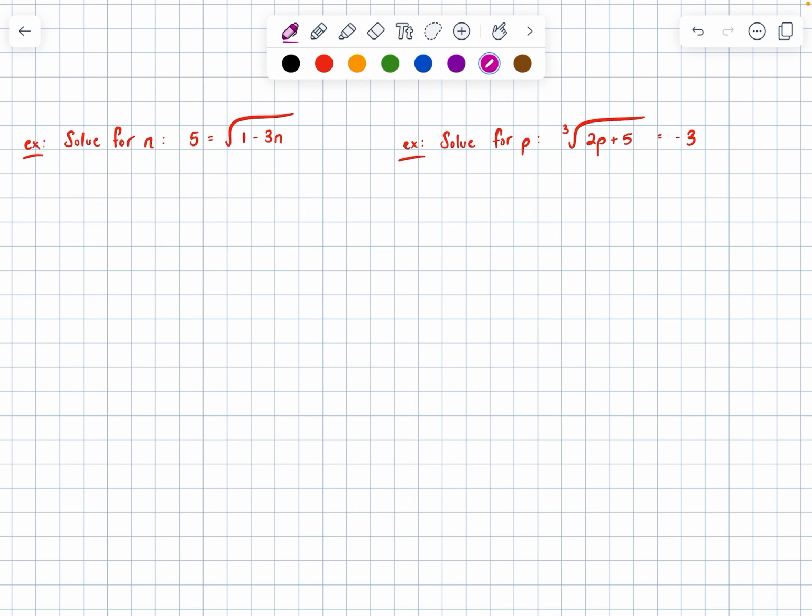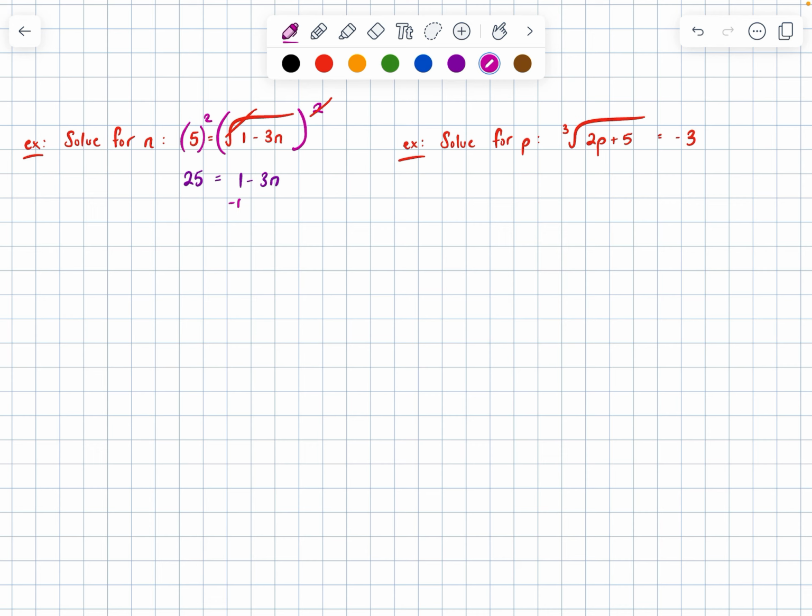And stop. So on the left, I need to get rid of a square root. To undo a square root, I should use a square. If I square one side, I'm going to square the other as well. So on the left, 5 squared again, we just saw is 25. And on the right, our square and our square root cancel out. We're left here with the 1 minus 3n that was stuck inside of that radical.